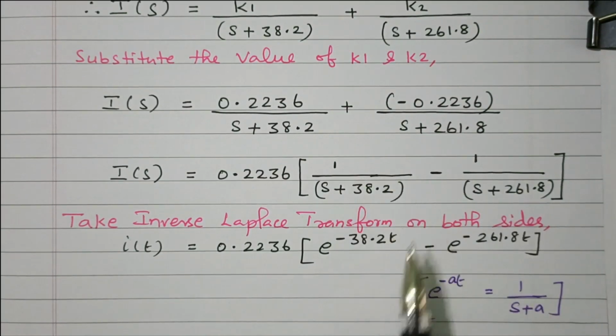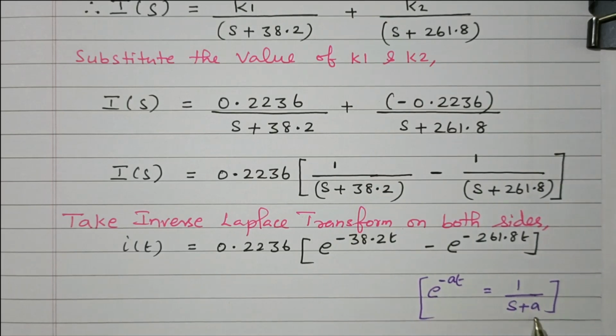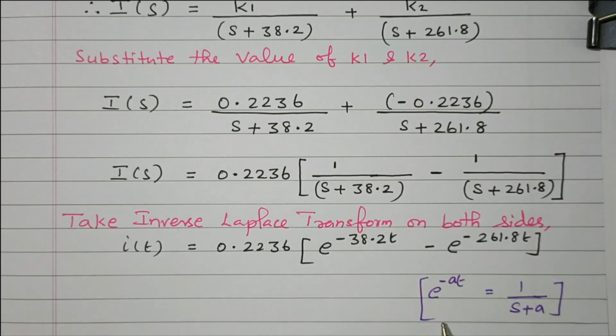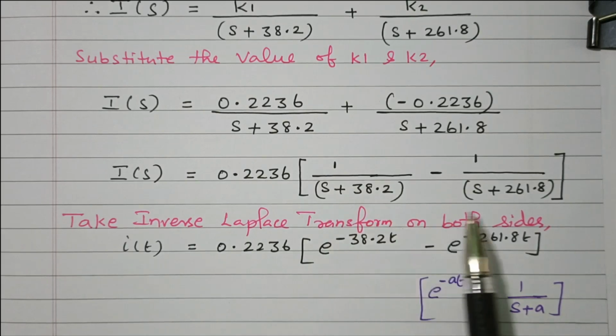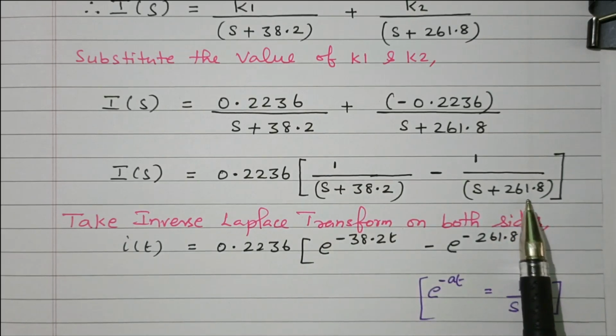This is a standard form. Based on this, 1 divided by S plus A is e power minus at. Here plus means minus, minus means plus. So this is very similar to 1 divided by S plus A. A is 38.2. Similarly here A is 261.8.